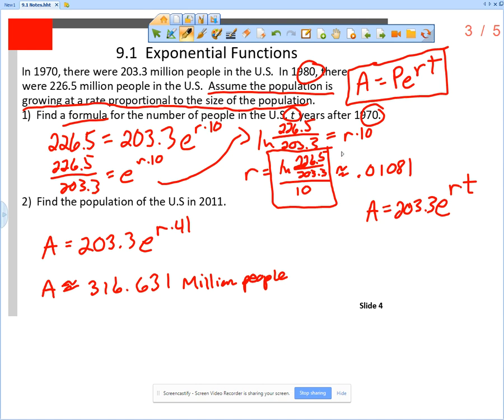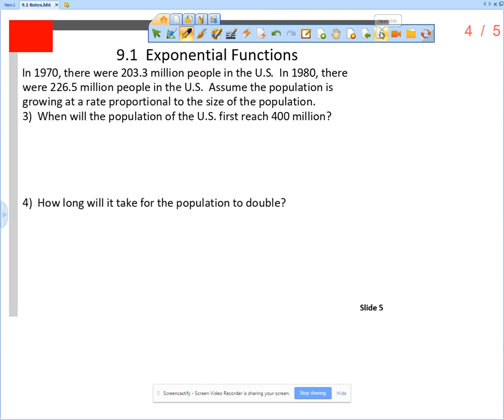So our additional examples are basically the same thing. All right, so in 1970, they were the same exact thing. But now it says, when will the population first reach 400 million people? So what does that mean? That means that A is 400. So A is 400, 203.3 equals e to the r, the same r that we had from before, times time. The question is when. So we want to know the amount of time it's going to take.